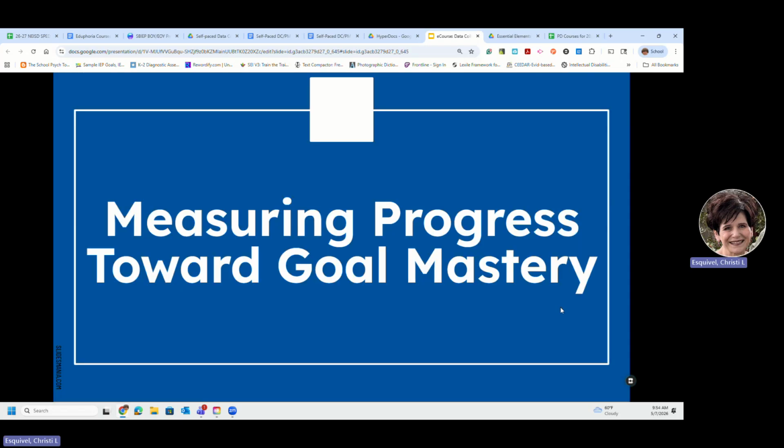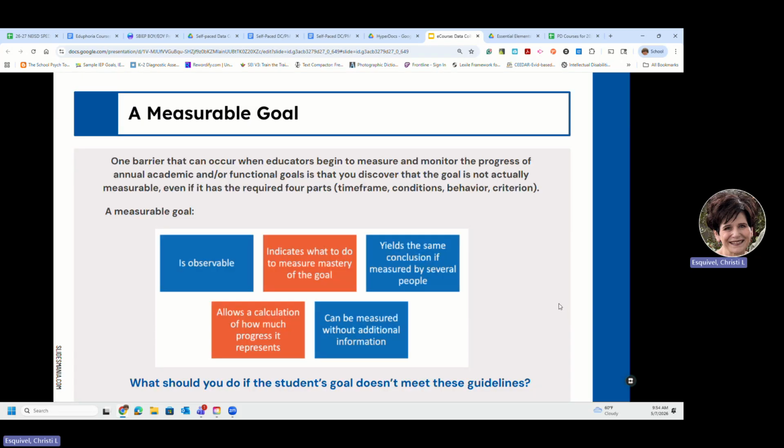Let's move on and discuss measuring progress towards goal mastery. One barrier that can occur when educators begin to measure and monitor the progress of annual academic and/or functional goals is that you discover that the goal is not actually measurable, even if it has the 4 required parts of time frame, conditions, behavior, and criterion.